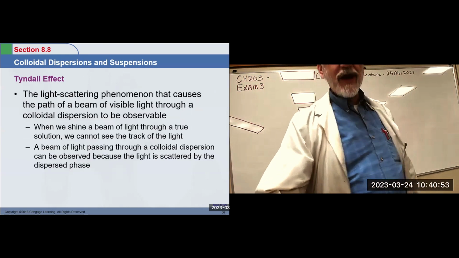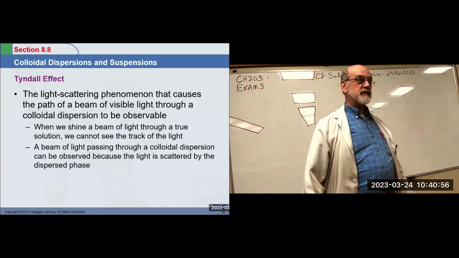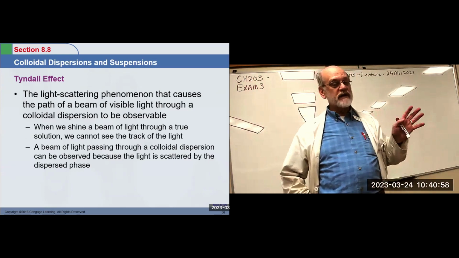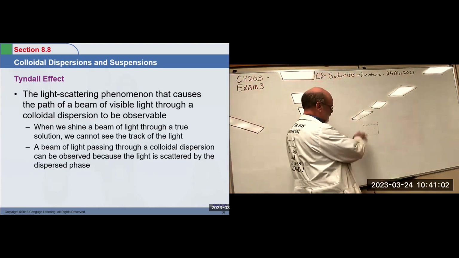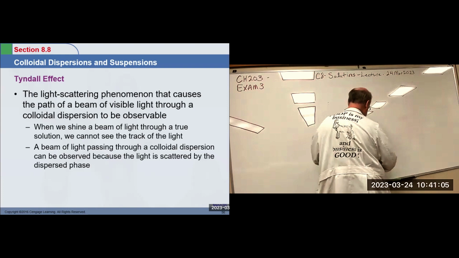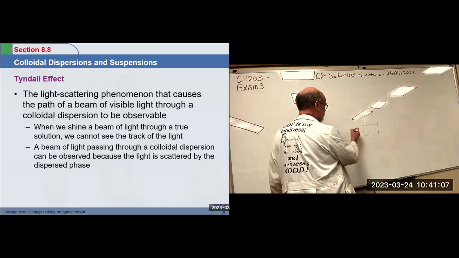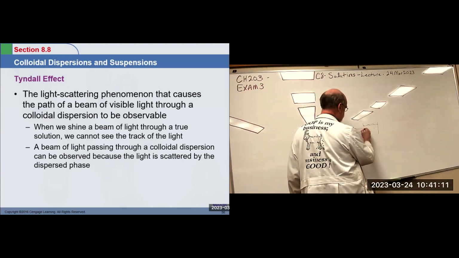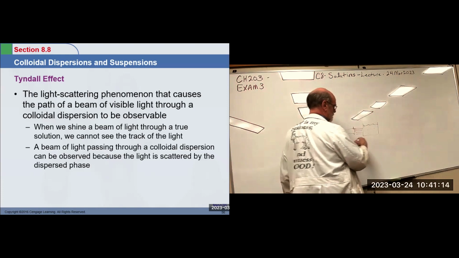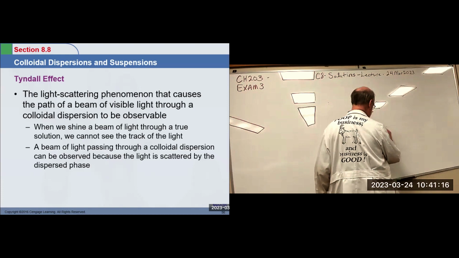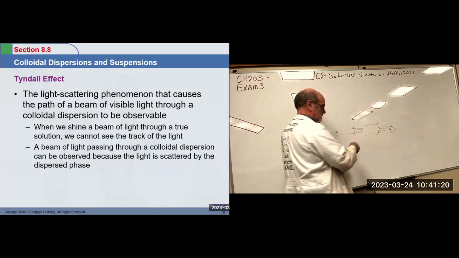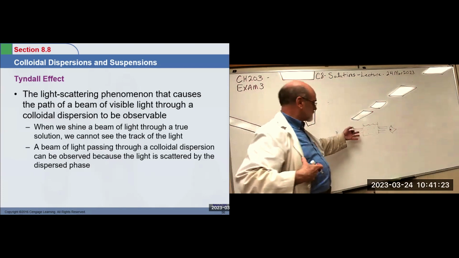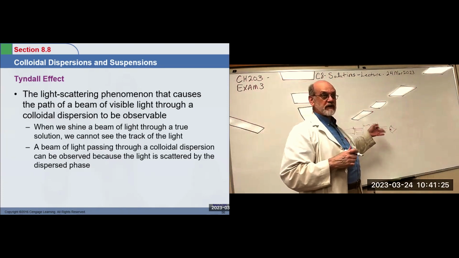Okay, so how do we tell the difference? Well, there's an easy way to tell the difference. It's called the Tyndall effect. So if this is a solution, and we have a flashlight over here, and we shine a beam in there, and it comes out the other side. So we've got our eyeball over here, and we can see the beam coming out. You can do that with a colloid or a solution, either way.